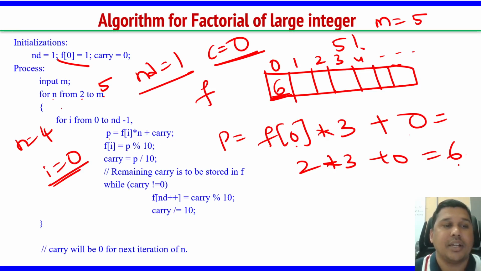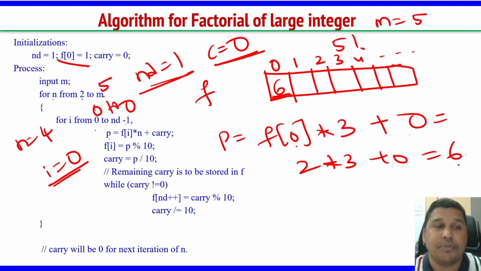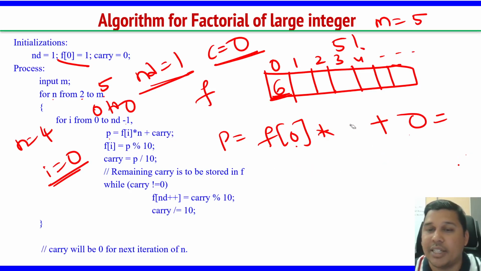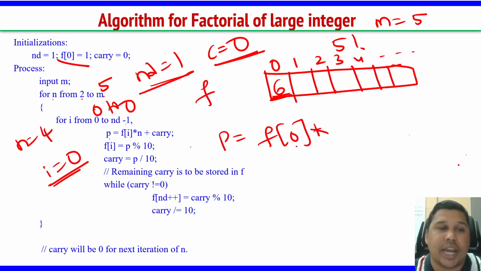Now again, here again I equal to 0 to nd minus 1, nd value is again 1, no change, so it is from 0 to 0 only. Now p equal to f of I into n, so let us again evaluate this. F of I value is 0, so f of 0 into n, what is n value? 4, 4 plus previous carry is still 0.